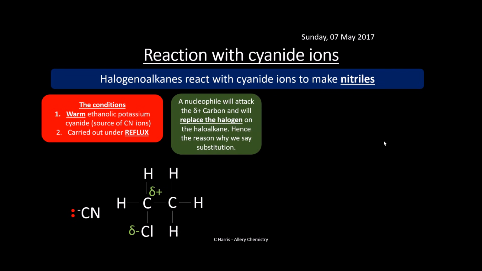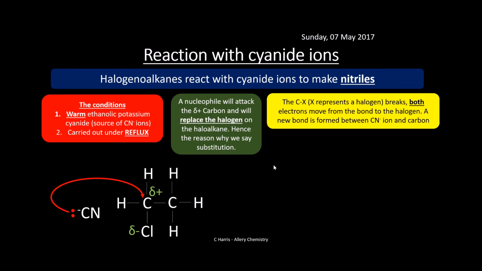So we've got the nucleophile, again, same thing. There's your cyanide. It will attack the delta positive carbon and kick off the halogen. And we call this again substitution. So there's the first bit. Again, that bond breaks just like before, and we get a new bond that's formed between the carbon and the CN-.